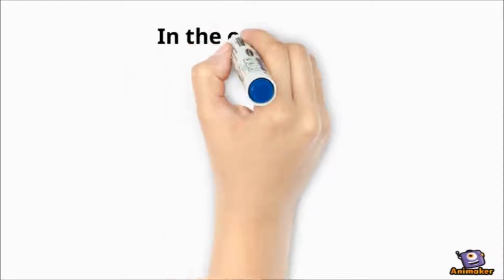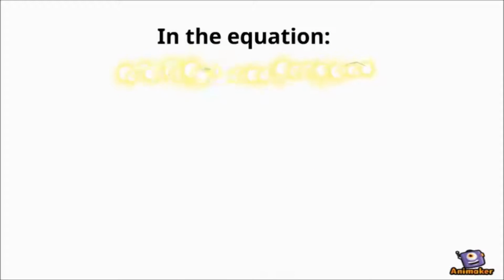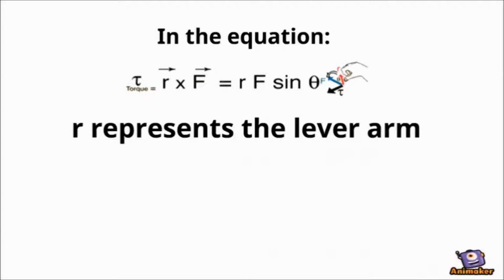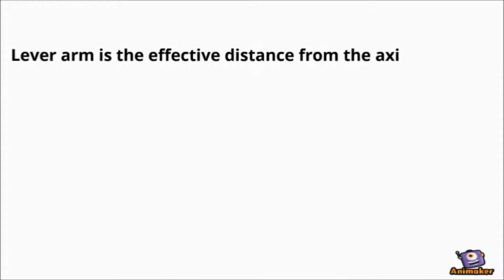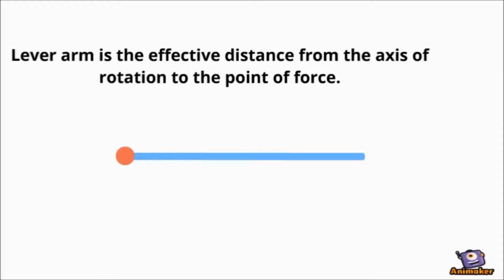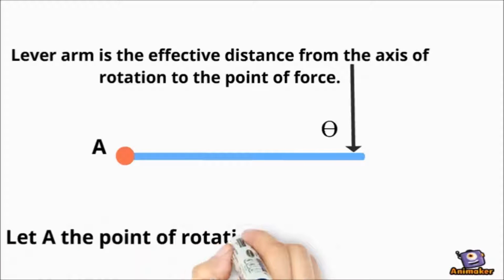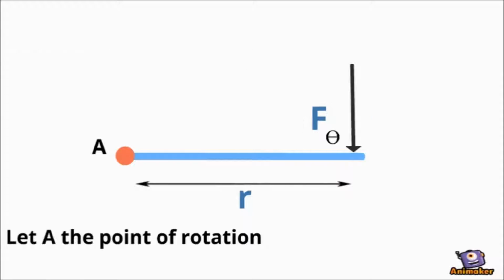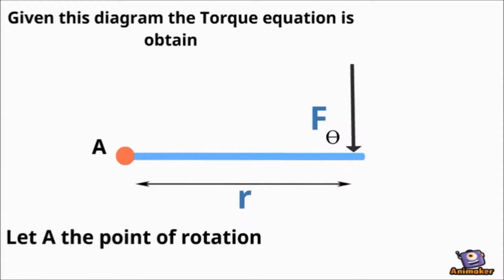Sure, John. In the equation, torque is equal to R F sine theta. R represents the lever arm. The lever arm is the effective distance from the axis of rotation to the point of force. Consider the diagram. Let A be the point of rotation; R is the length from A to the force. Given the diagram, the torque equation is obtained.